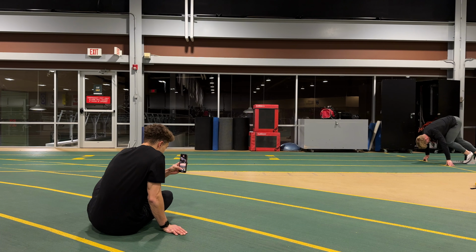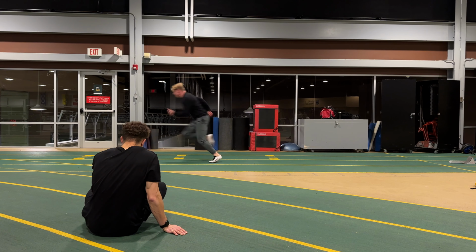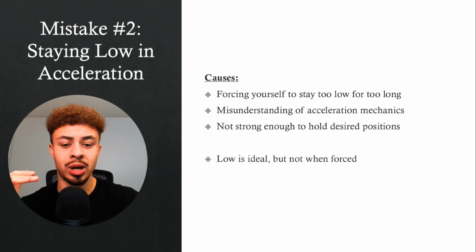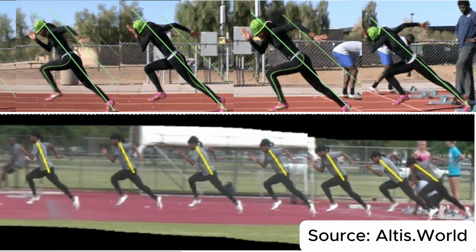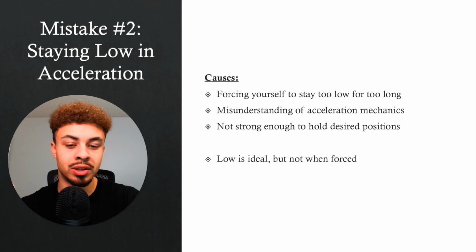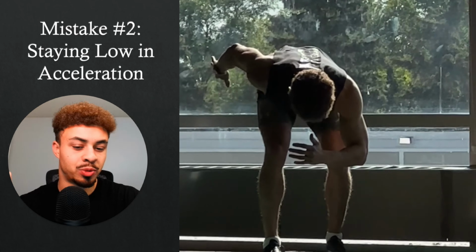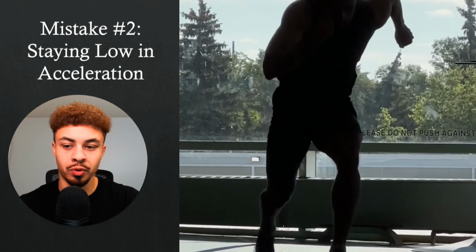This is where athletes misunderstand how acceleration works. So what you want is, with every single acceleration step you take, and you'll see in this graph here, you want the angle of your body relative to the ground to rise up with every single step you take. So no 2 steps should look the exact same, and if they do, then you're doing it wrong. So yes, being low is ideal, but not when you force yourself to be low.